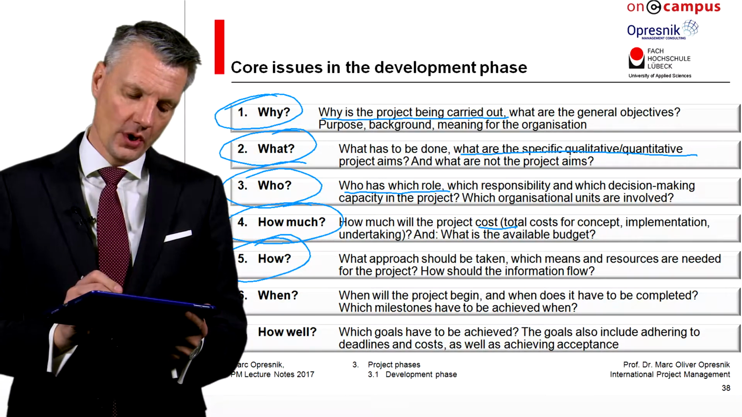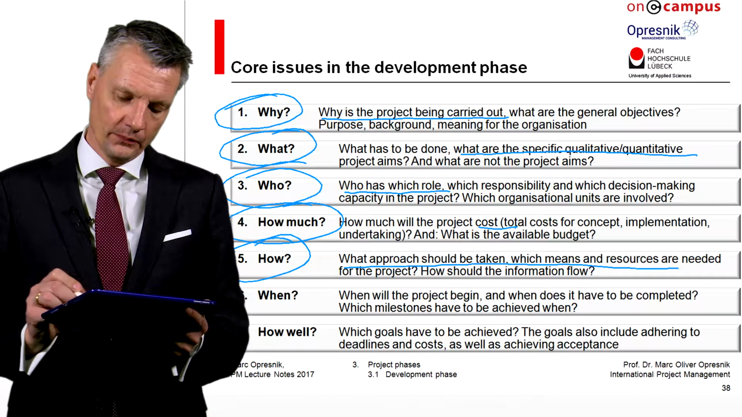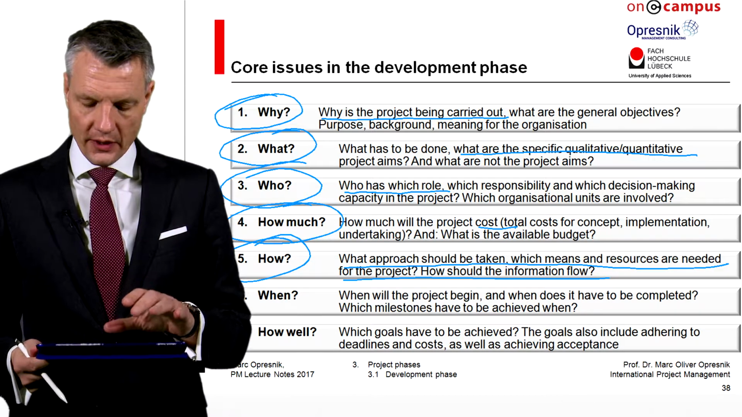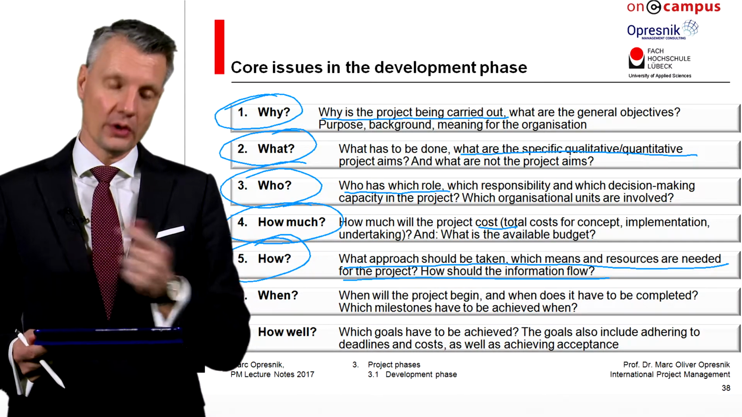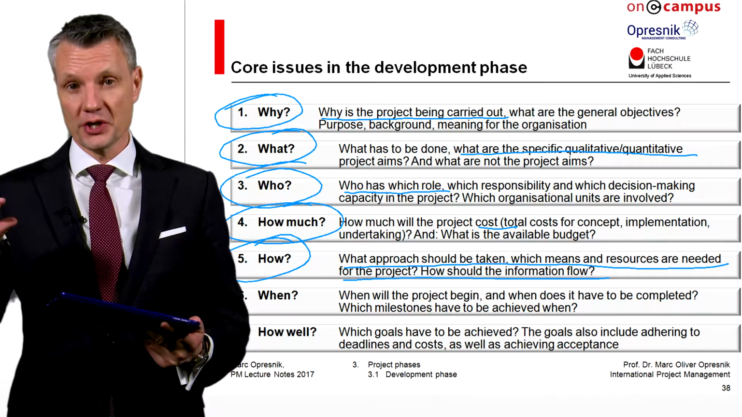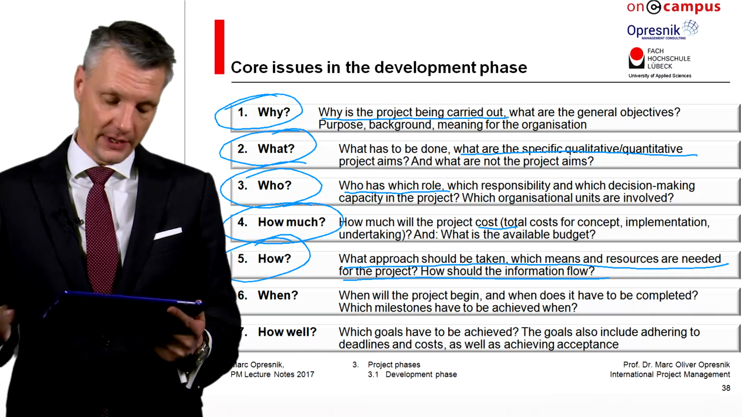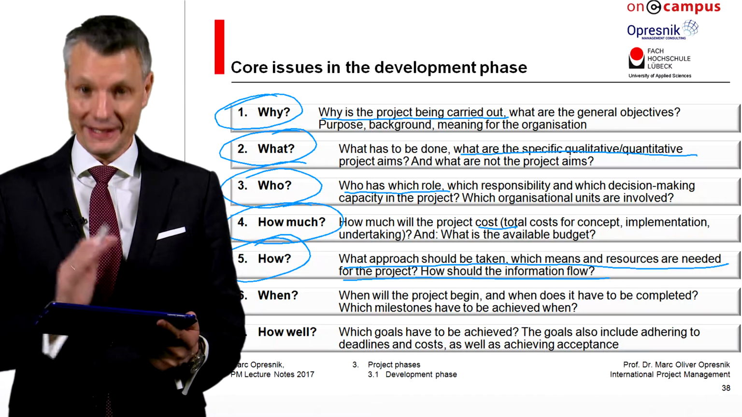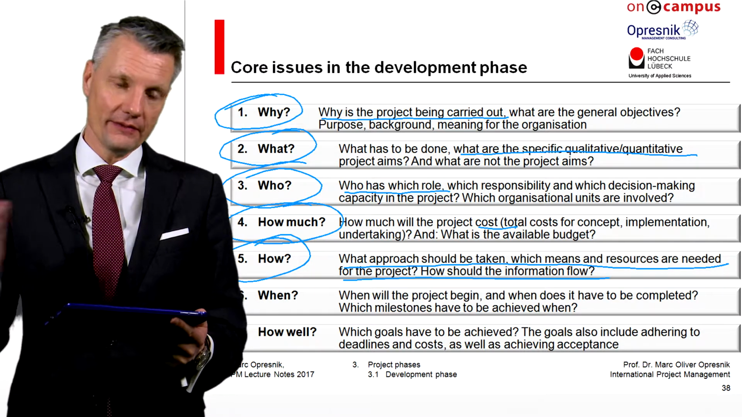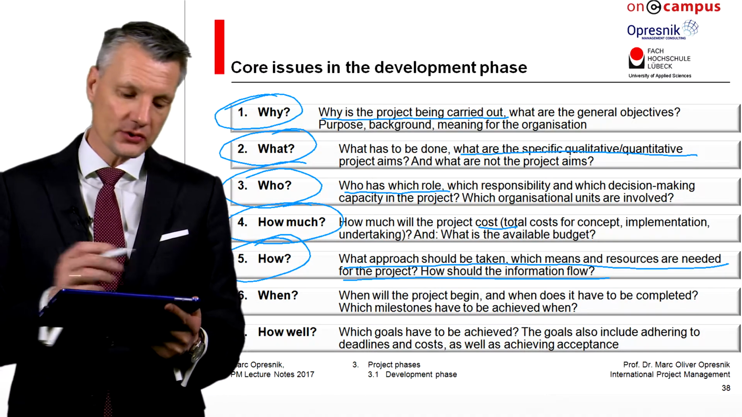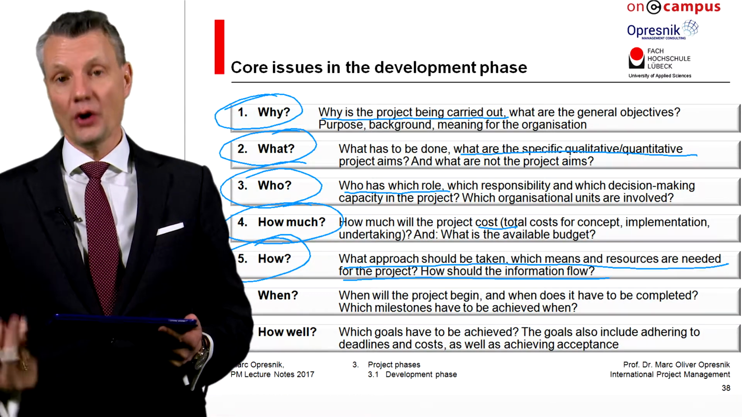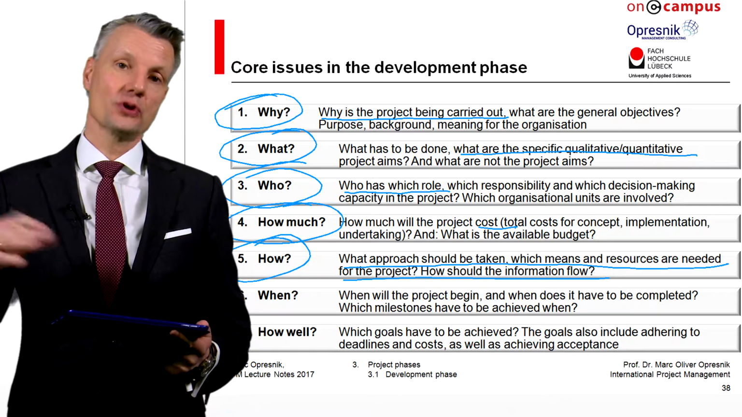How? So what approach should be taken? Which means how many resources do we need and how should the information flow in the project itself. So should there be, for example, a project drive in the organization? Should it be set up by the IT department? Who should access that? Shall the people communicate via email, via telephone conferences, etc.? This also depends on who. If they're all sitting in one office, they can physically meet and talk to each other.